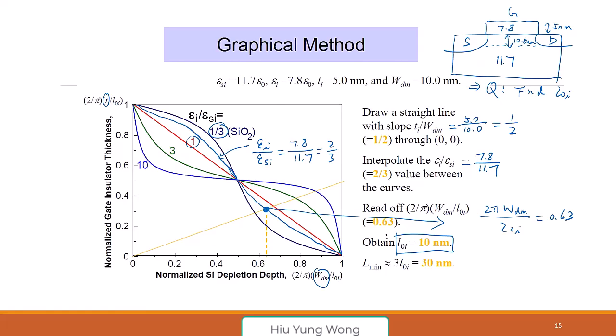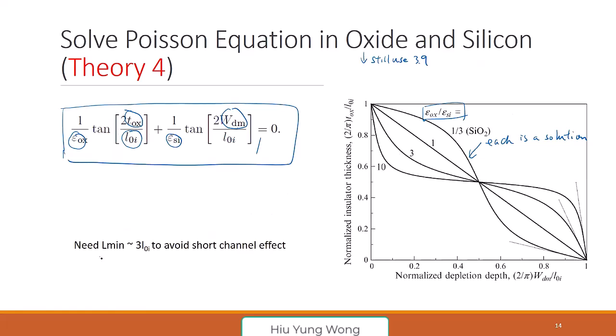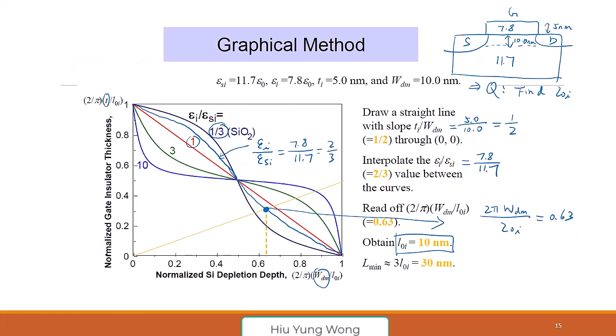I don't know if I emphasize enough, but here I say that for this theory, or most of the theory, you want the minimum transistor length equals to 3 times of the scaling length. So the smallest transistor I can make without short channel effect is 30 nanometer in this technology.